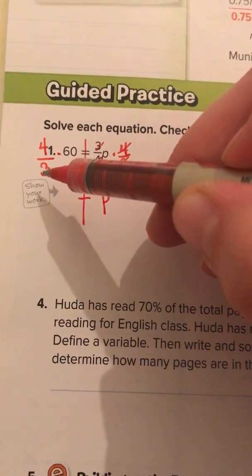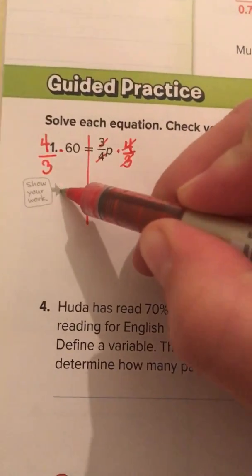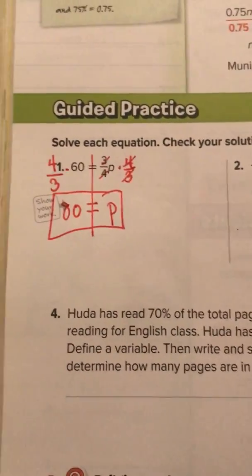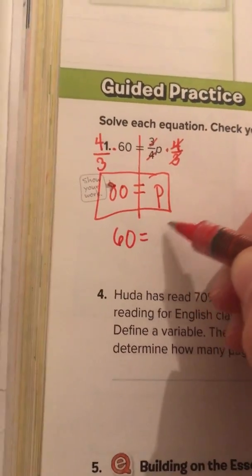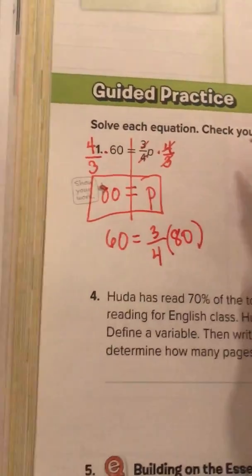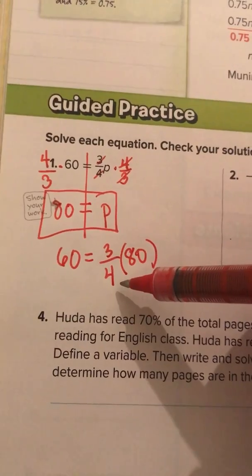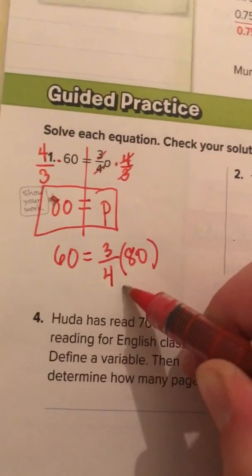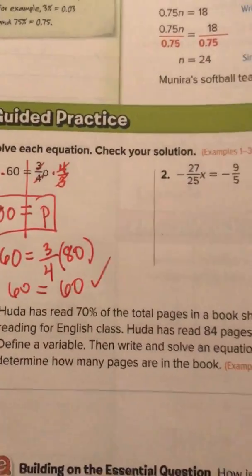60 divided by 3 gives me 20. Multiplied by 4 is 80. So this answer would be 80. And then if I wanted to check my solution, I have 60 equals 3 multiplied by 4 times 80. 80 divided by 4 is going to give you 20. Multiplied by 3 gives you 60. So we know that this is a correct answer because 60 does equal 60.